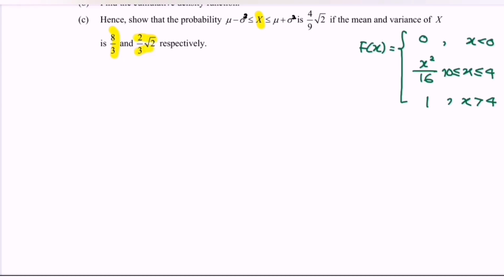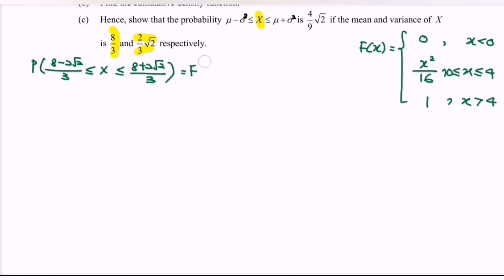So kindly rewrite the situation. We have the probability, we have mu minus the standard deviation. So in here we have 8 minus 2 root 2, because we have the same denominator. Next we have mu plus the standard deviation, so we have 8 plus 2 root 2 over 3. Referring to the situation, we have 8 minus 2 root 2. So from here, make use of the cumulative density function.